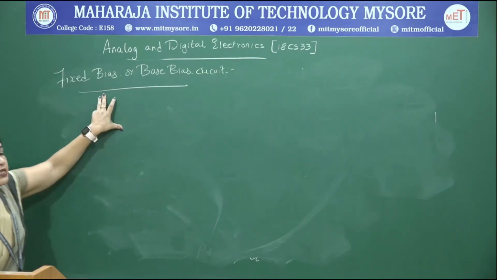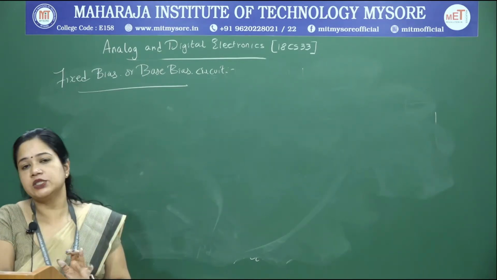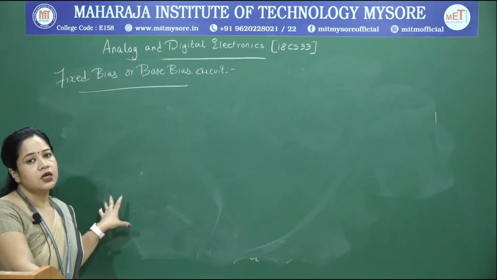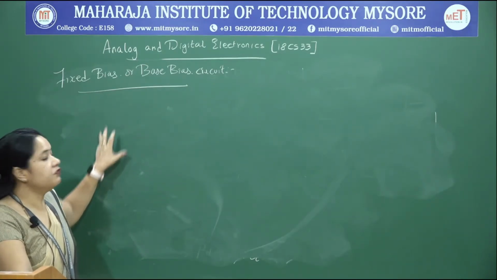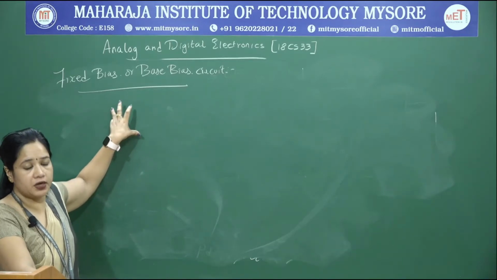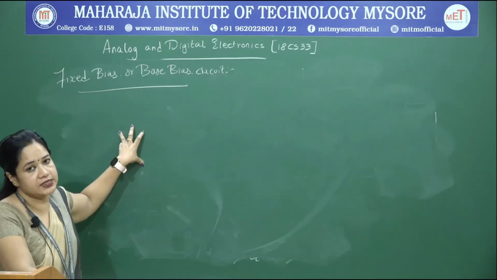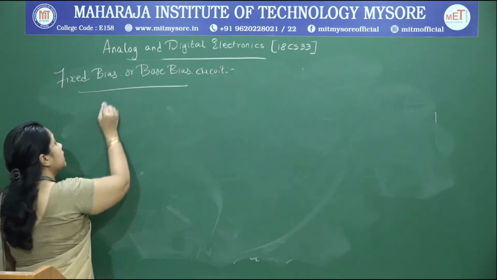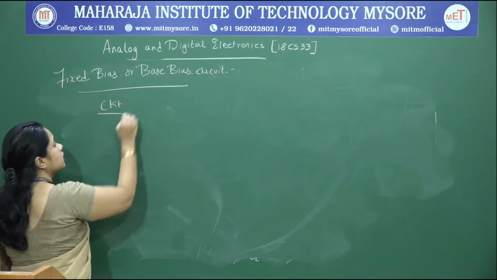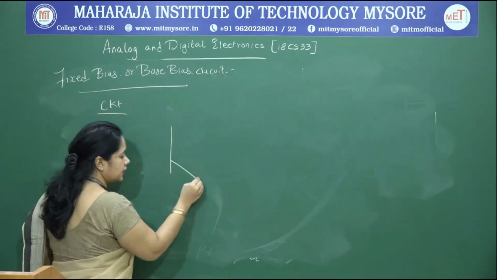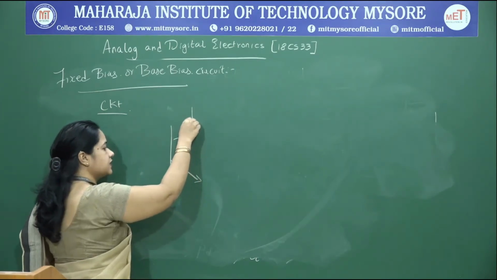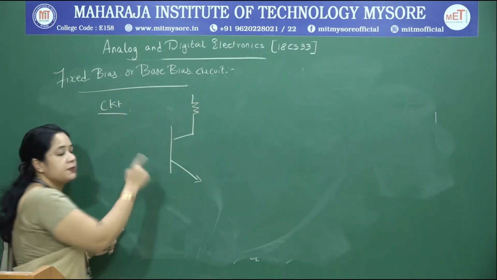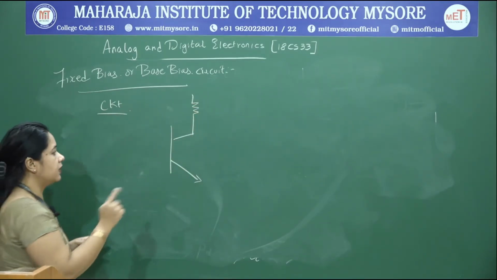The fixed bias or base bias circuit happens to be the simplest of all the biasing circuits. It has minimal components, and we will see what a fixed bias or base bias circuit is, do the analysis, and work out a few problems on this. The fixed bias circuit is something like this. As I said, I will be considering an NPN transistor in common emitter configuration. It is the simplest of all the biasing circuits, with minimal components.